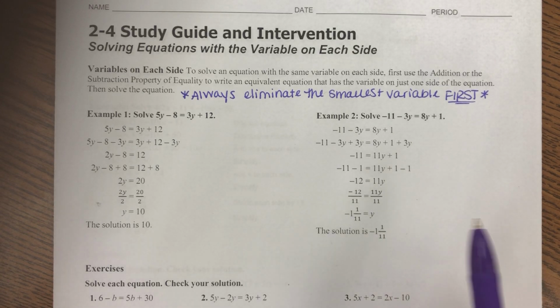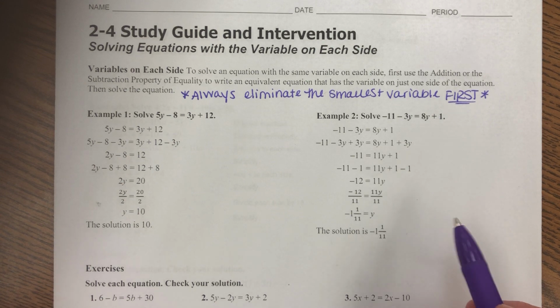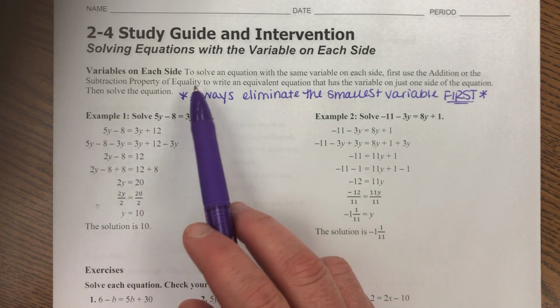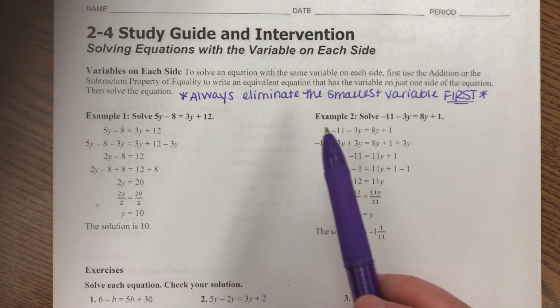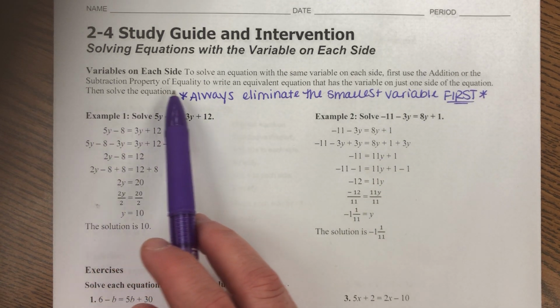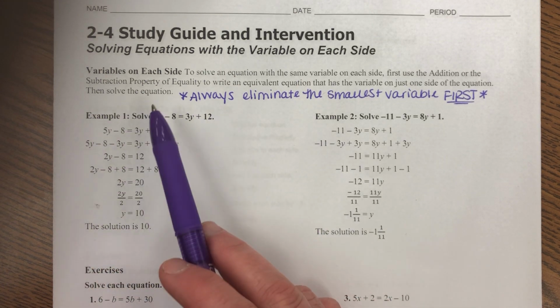All right, today we're doing 2-4, solving equations with a variable on both sides of the equal sign. And we're filling out the study guide, which is also included here in this folder for the lesson. So to solve an equation with the same variable on each side of the equal sign, you first use the addition, subtraction property of equality to write an equivalent equation, and so on. You can read through that.